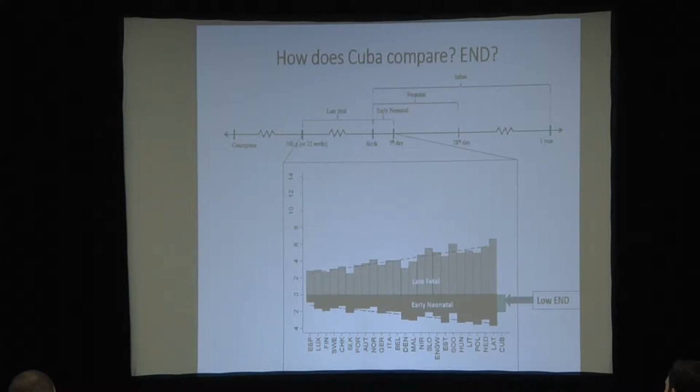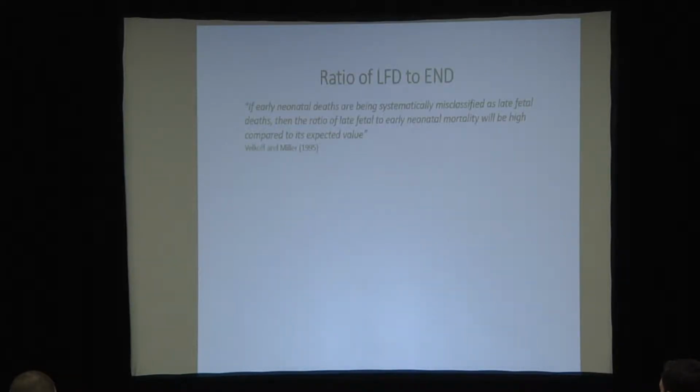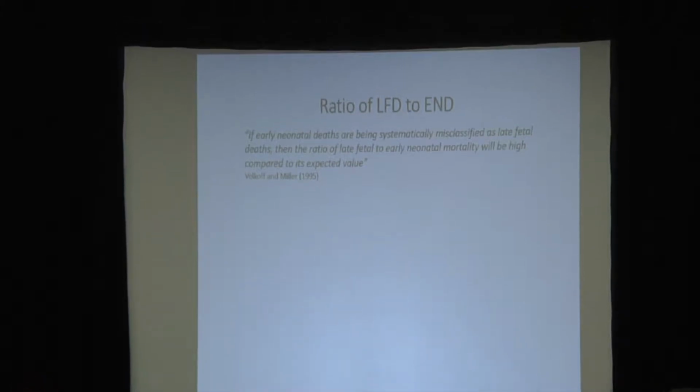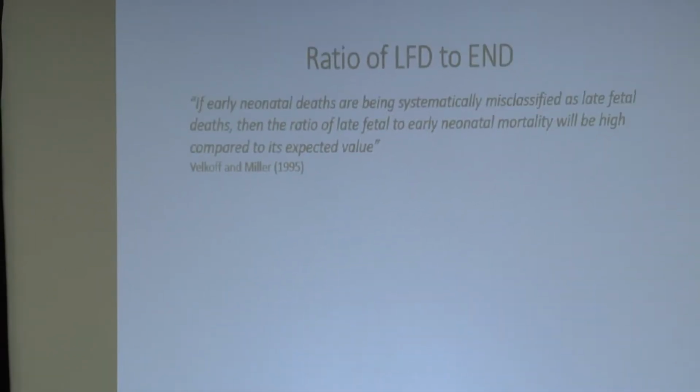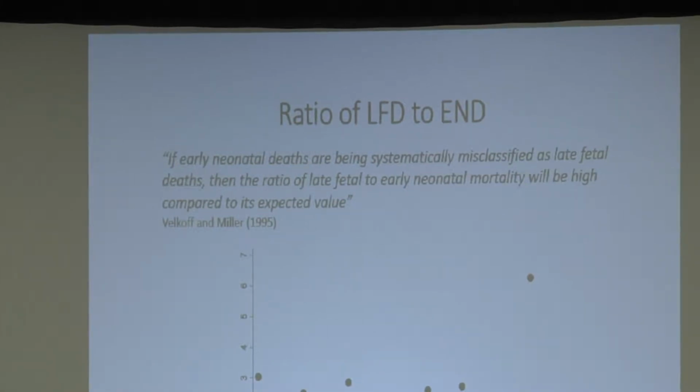So what do we expect? The same story for late fetal deaths. Well, we don't get that, right? We have a very high rate of late fetal deaths, which is, of course, a big discrepancy there. So another quote from Volkov and Miller, basically if early neonatal deaths are being systematically misclassified as late fetal deaths, then the ratio of late fetal to early neonatal mortality will be high compared to its expected value.